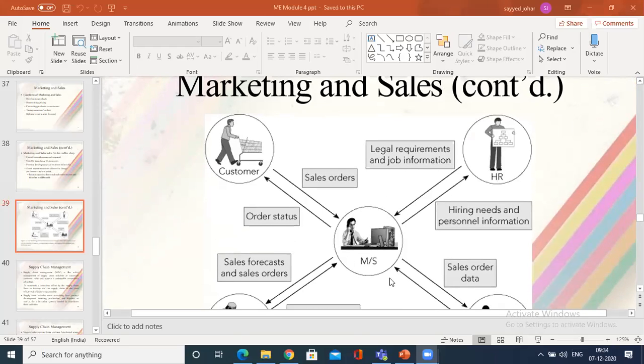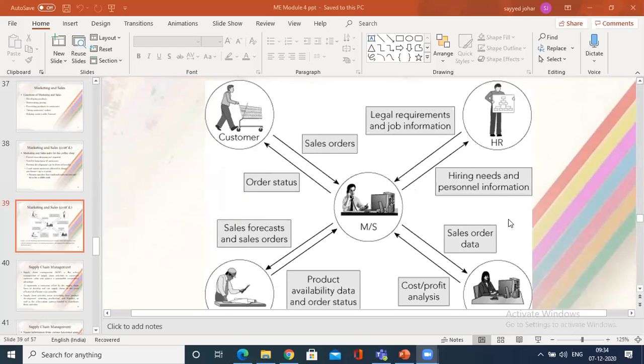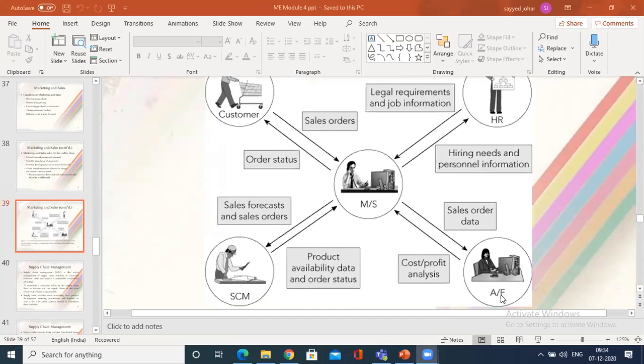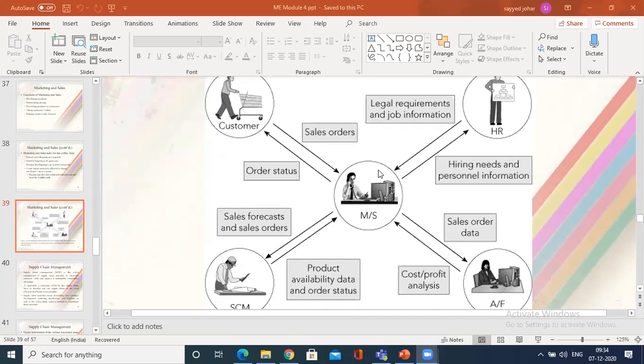So in between is the marketing and sales. You could see how this marketing and sales is integrated with the customer, human resource, and the accounts and finance and supply chain management. So he is acting as a major player, right? That is in terms of integrating all these four departments. Is it or not?